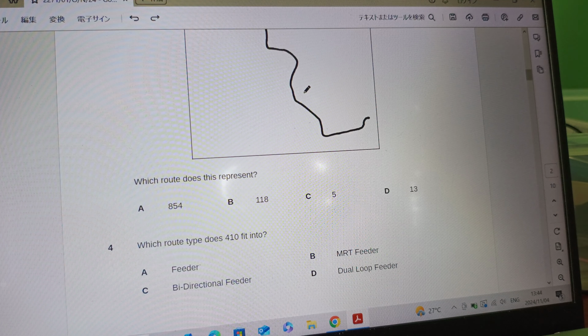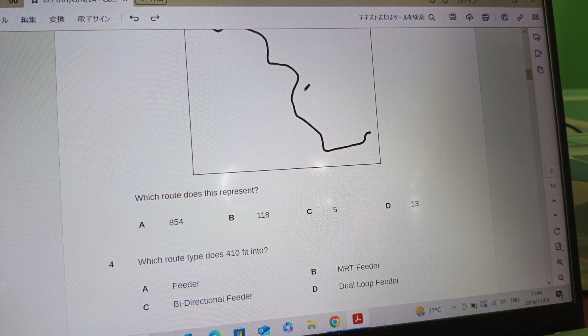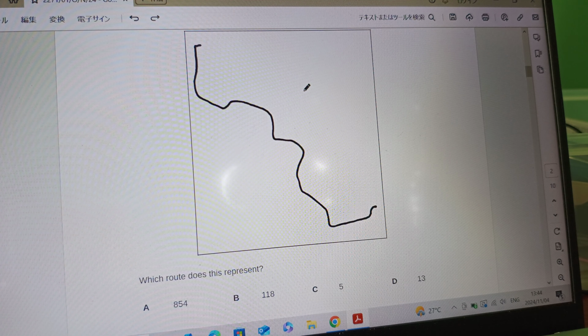Oh, I'm supposed to guess a service based on shape. Okay, this one's quite obvious. It's Yishun, Khatib, Yio Chu Kang Road, Hougang Avenue 2, 3, Eunos Link, and this is like Sims Avenue East and Changi Road. So I'm gonna guess 854, because it just doesn't look like the rest. If it was 13, this portion would be a lot longer. And there is no way that it's 118 because Changi Business Park.